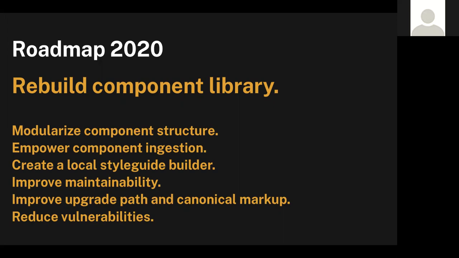And this should also just improve the maintainability of the design system. It should help us avoid lock-in. It should help us get out of situations where we feel stuck. This should also help us improve the upgrade path in the future as we work toward a better way of delivering our canonical markup, and reduce vulnerabilities. So this is probably one of the biggest infrastructure goals for the design system in 2020.